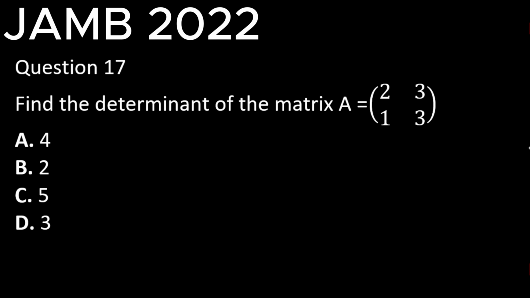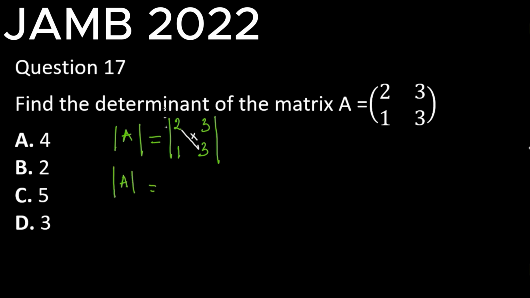Let's look at question 17. Find the determinant of the matrix A. That's 2, 3, 1, 3. Determinant of A. Okay, we'll use the leading diagonal. The leading diagonal there is 2 and 3. We'll multiply them together. So we have 2 times 3 there.